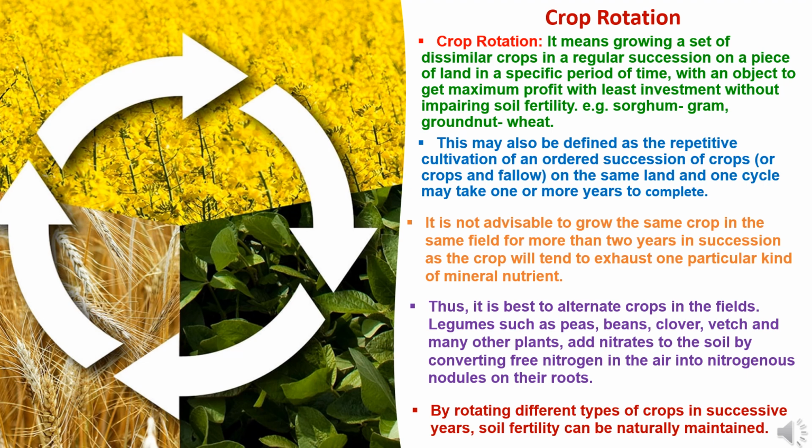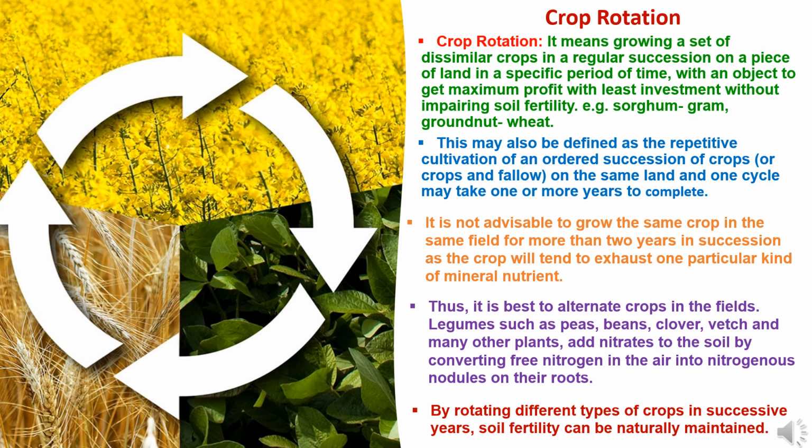The next method of soil conservation is crop rotation. What is crop rotation? It means growing a set of dissimilar crops in a regular succession on a piece of land in a specific period of time, with the object of getting maximum profit with least investment without impairing soil fertility, like growing sorghum, gram, groundnut, wheat, etc. Crop rotation may also be defined as the repetitive cultivation of an ordered succession of crops on the same land, and one cycle may take one or more years to complete.